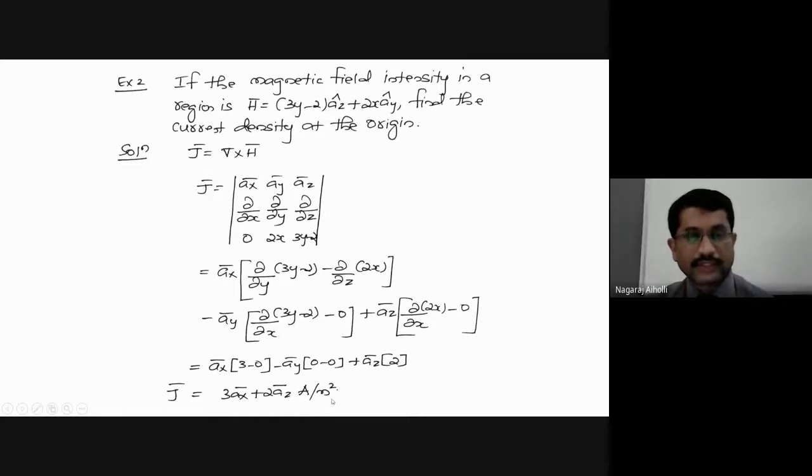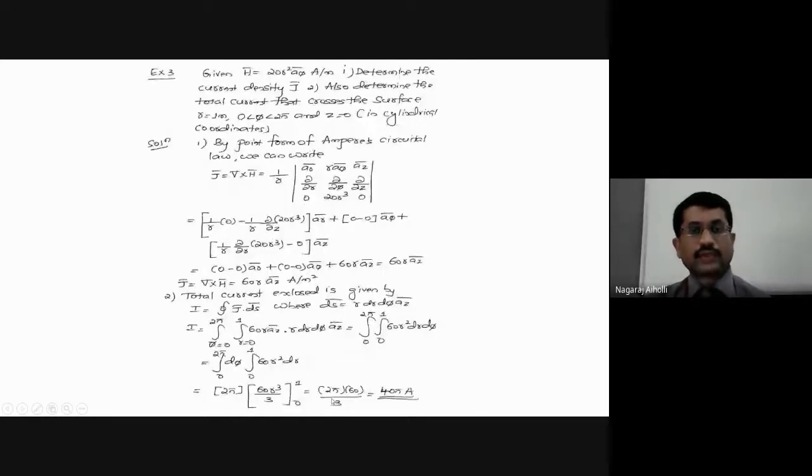It's just a simplification. We'll move on to the third example. Given H bar is equal to 20 r square a phi bar ampere per meter, determine the current density J bar. Also determine the total current that crosses the surface r equal to 1 meter, 0 is less than phi that is less than 2 pi, and z equal to 0 in cylindrical coordinates. They have clearly mentioned that it is in cylindrical coordinates.